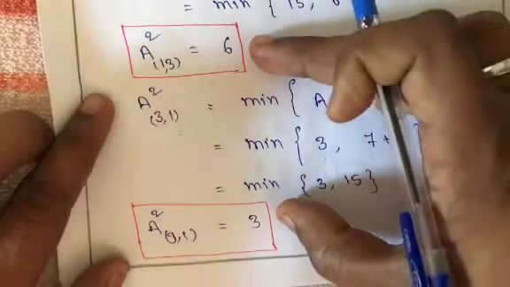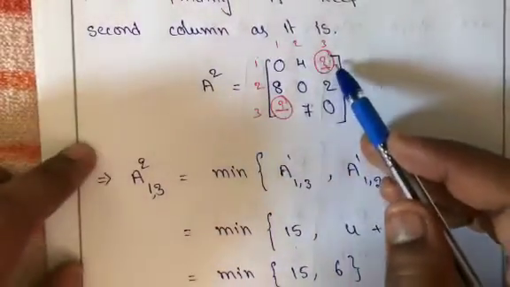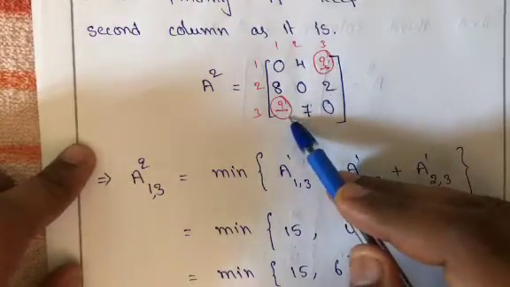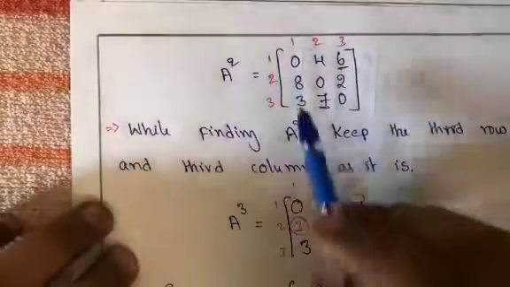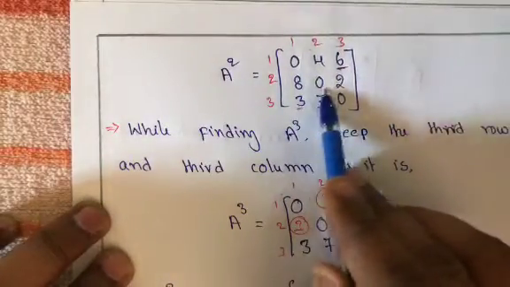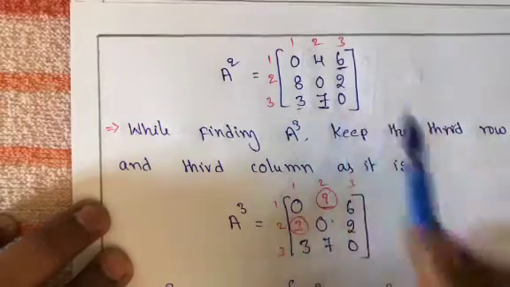So I need to replace these two values here: 6 here and 3 here. So the matrix A2 becomes 0 4 6, 8 0 2, and 3 7 0.